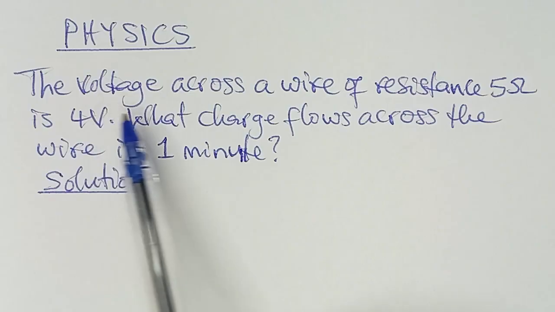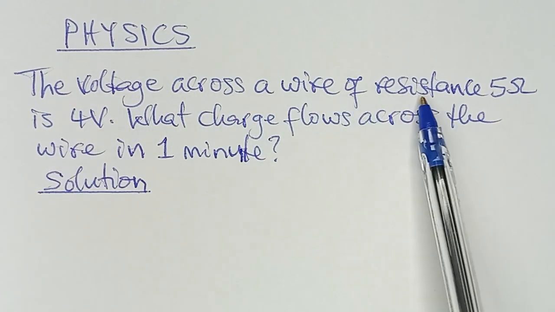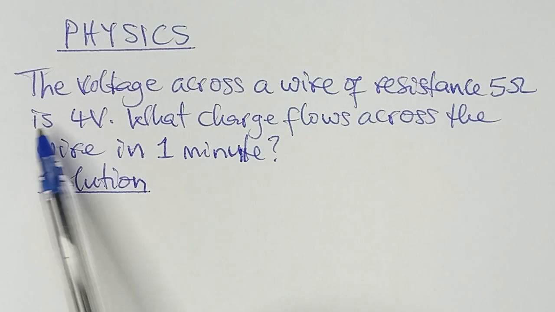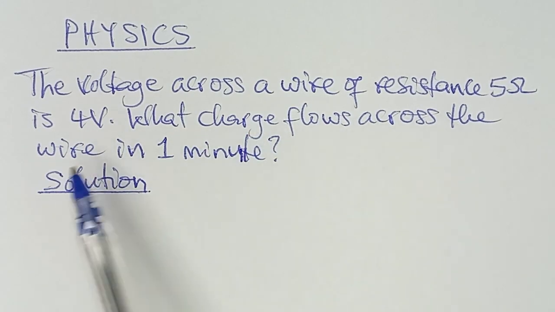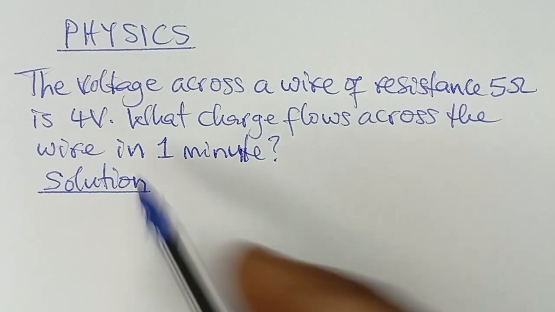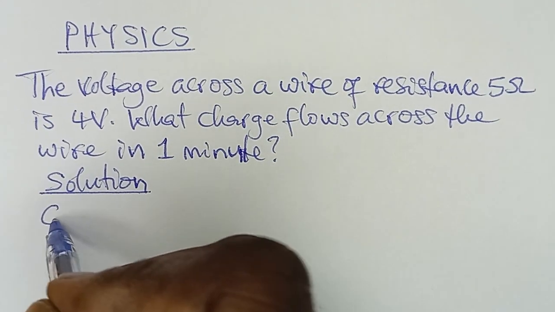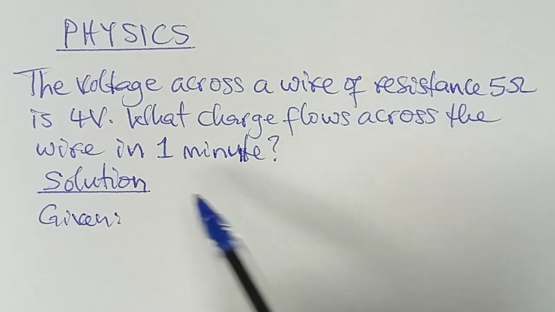The question here under electricity says that the voltage across a wire of resistance 5 ohm is 4 volts. What charge flows across the wire in 1 minute? Now, for us to solve this, let's first of all write out what we are given in the question. This will help us to solve it clearly.